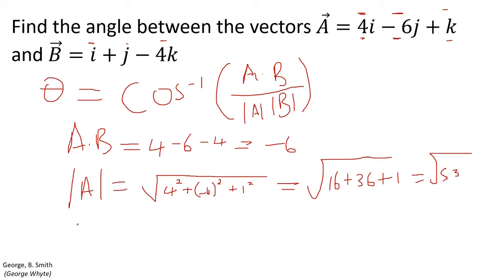Next we need to find the magnitude of b. For the magnitude of b, we have the square root of, this is 1.